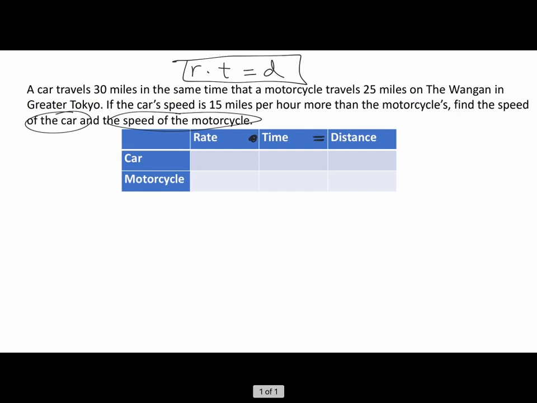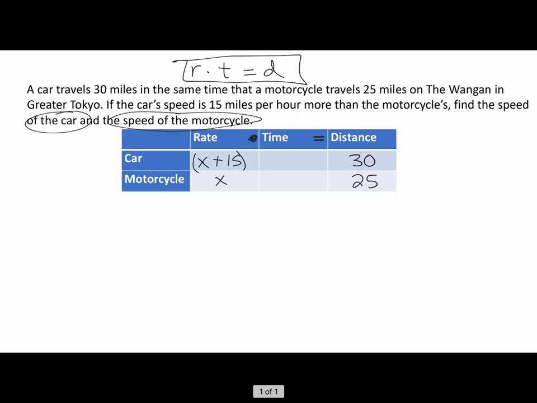So let's start filling in things here that we know. The car travels 30 miles, so that's the distance that the car is traveling. And the motorcycle travels 25 miles. If the car's speed is 15 miles per hour more than the motorcycle's, we don't know the speed of either one of them, but the car is 15 more than the motorcycle. So the motorcycle's speed will be our variable, x, because the car is 15 more than that.